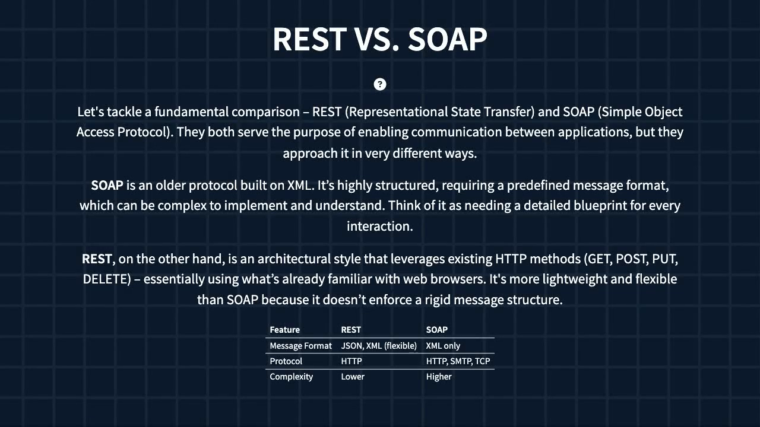Okay, let's talk about REST versus SOAP. Both are ways for different computer systems to talk to each other over the internet, but they're built very differently. SOAP is an older protocol and it uses XML. It's like a really detailed instruction manual that you have to follow exactly. It can be quite complex. REST, however, is more of an architectural style. It's based on using standard HTTP methods, things you're already familiar with when browsing the web. It's simpler, more flexible, and generally easier to work with. Think of it as a more streamlined approach.